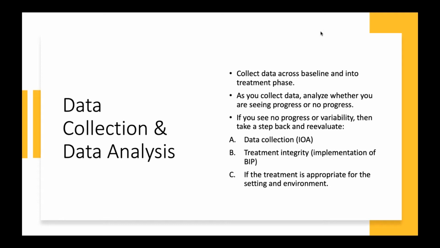If you see no progress or variability within your data collection, and your graphs have this really funky look, it's all over the place, then you want to take a step back and go back to the basics. Ask yourself, is it because my staff is not doing the data collection properly? A good way to confirm that is through your inter-observer agreement, the IOA data that we have in our infield forms. The same thing with looking at treatment integrity. Is it that my behavior technician or a parent is now drifting away from the plan? The only way to confirm that, once again, is by tracking data, looking at the BIP, and checking off which steps are being properly implemented and which ones are not.